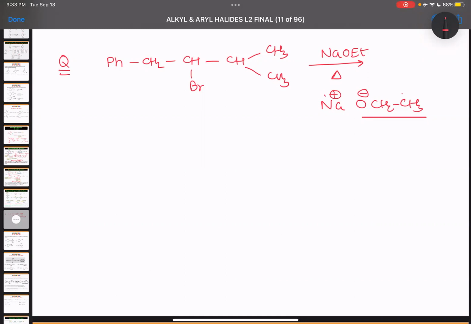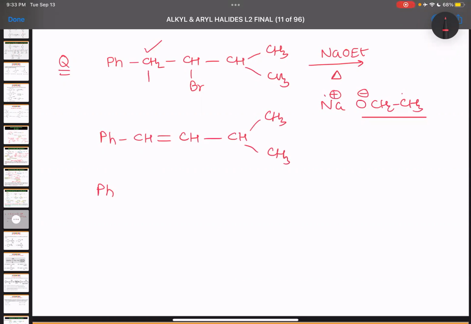Sir, it will be phenyl, CH, double bond, CH, single bond, CH, branching to two CH3 groups. Major alkene is the less substituted alkene. Why? This is less branched, and that one is more branched.